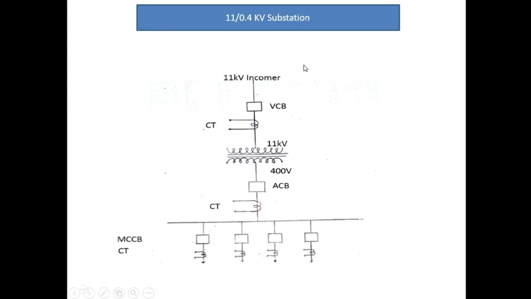This is the 11 kV by 440 volt substation. This is the single line diagram. Here 11 kV incoming. This is the vacuum circuit breaker, CT. This is the power transformer of 11 kV by 400 volt. This is the air circuit breaker, CT and feeders. Main circuit MCCB, CT.